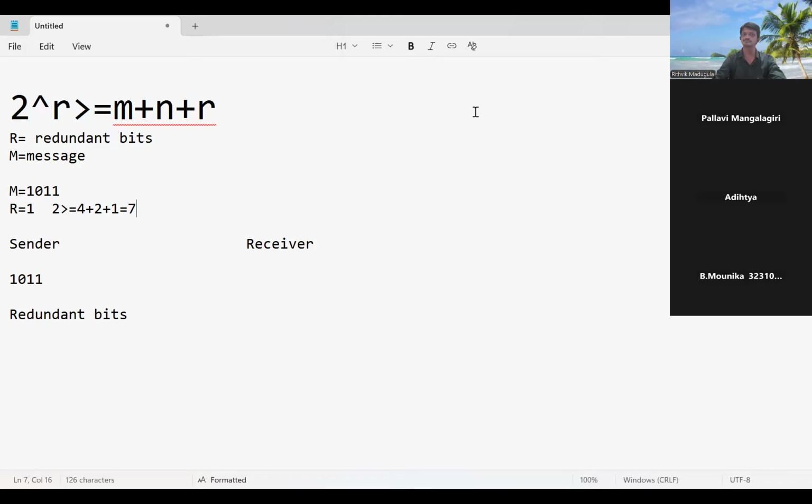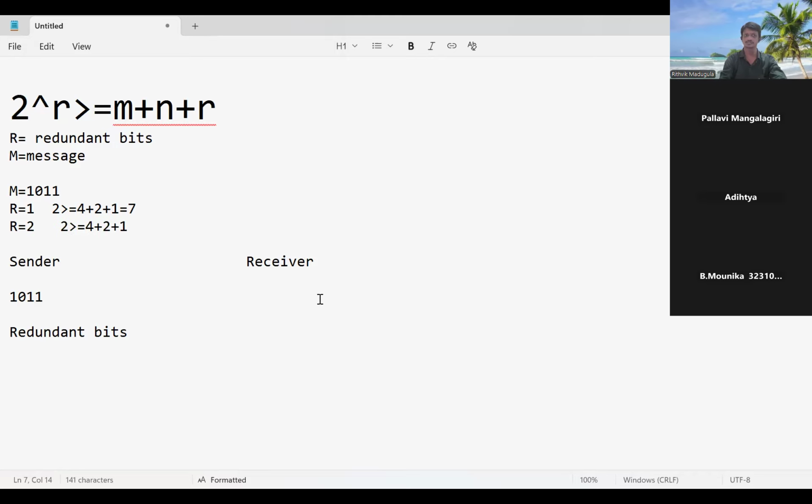So now let us take R is equal to 2. 2 power 2 is 4, which should be greater than or equal to 4 plus 2 plus 1. When R is equal to 1, we get 6 over here. When R is equal to 2, we get 4 plus 2, 6, plus 1, 7 over here. So it is also not right.